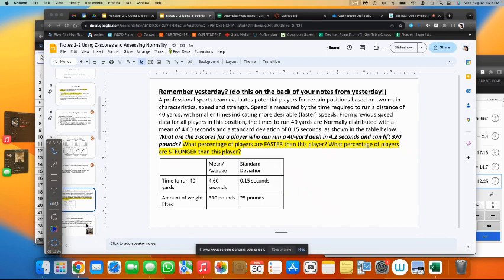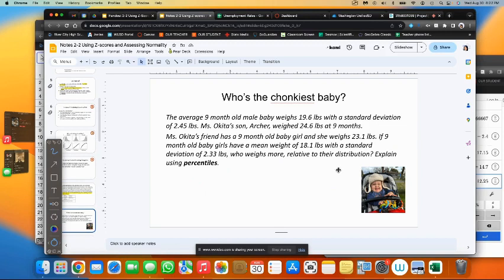Okay, so let's continue looking at some examples in terms of finding area. So remember this example that we did yesterday. We had my son Archer and his weight, and then we had my friend's baby and her weight. In the previous lesson, we learned how to find the z-scores for these particular individuals, and then we determined which baby was bigger.